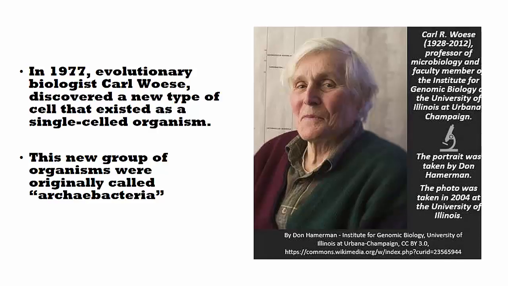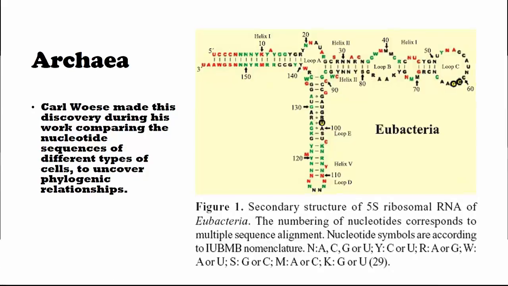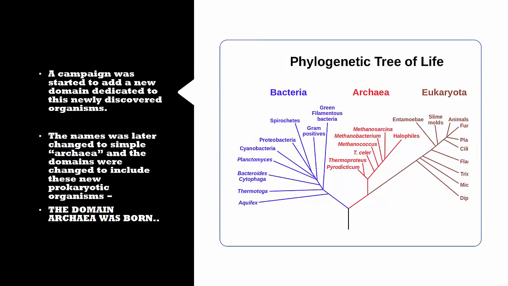In 1977, evolutionary biologist Carl Woese discovered a new type of cell that existed as a single-celled organism. This new group of organisms were originally called the archaebacteria. Carl Woese made this discovery during his work comparing the nucleotide sequences of different types of cells to uncover the phylogenetic relationships. A campaign was then started to add a new domain dedicated to these newly discovered organisms. The name was later changed from Archaebacteria to Archaea, and the domains were changed to include these new prokaryotic organisms. The domain Archaea was born.